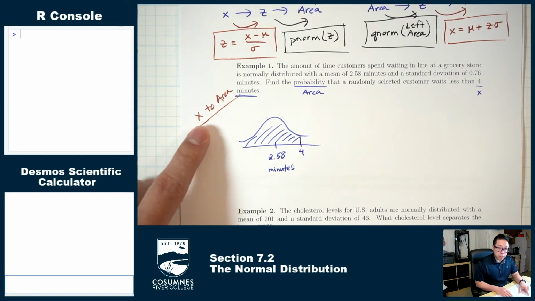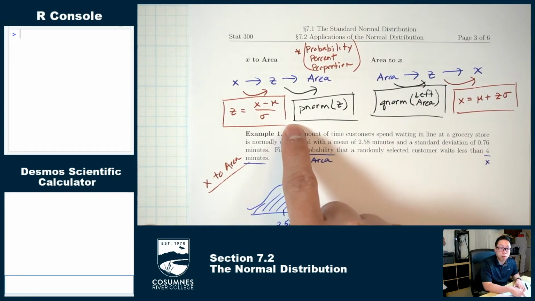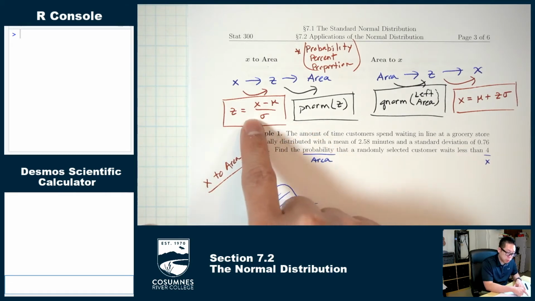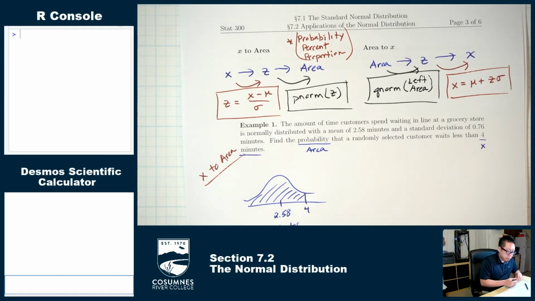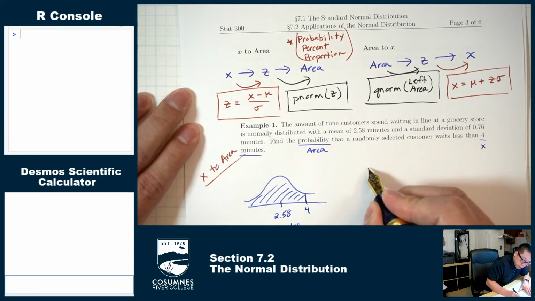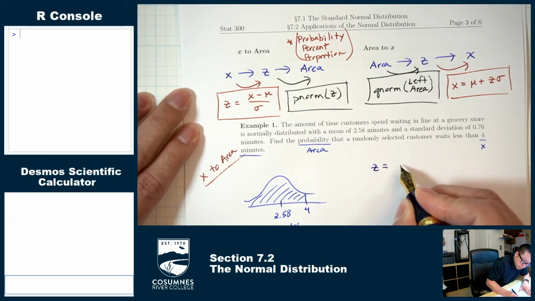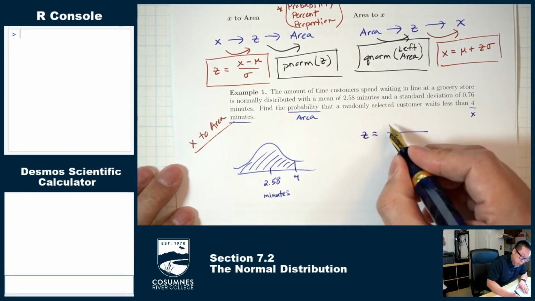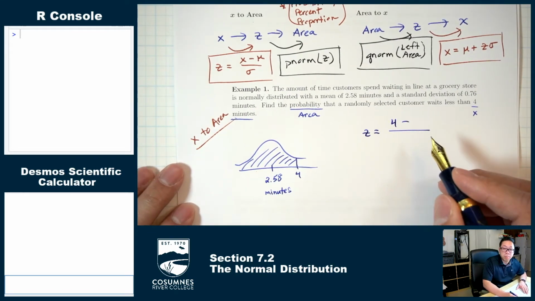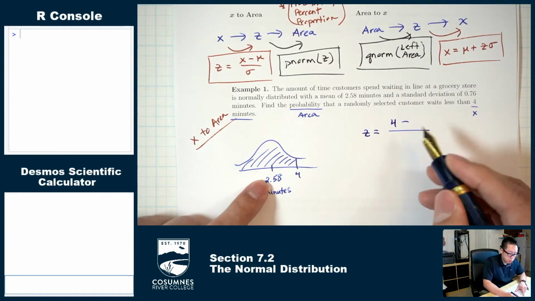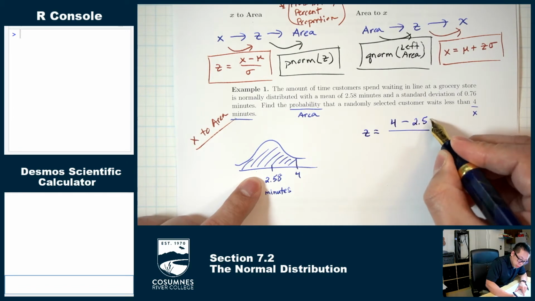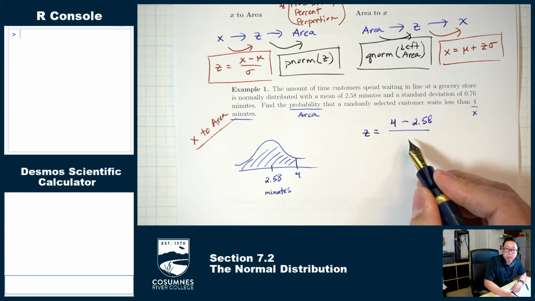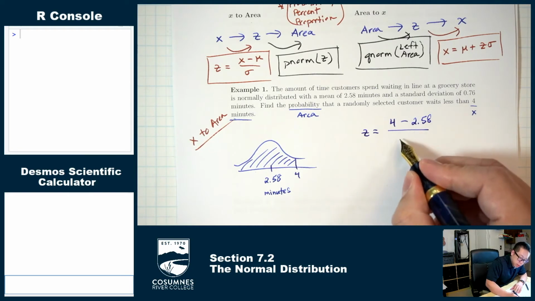We said it was x to area. This is telling me exactly what workflow I need to do. So first thing I need to do is a z-score. The z-score is x, which is the 4, minus the mean. The mean was 2.58. And then divided by the standard deviation, which is 0.76.